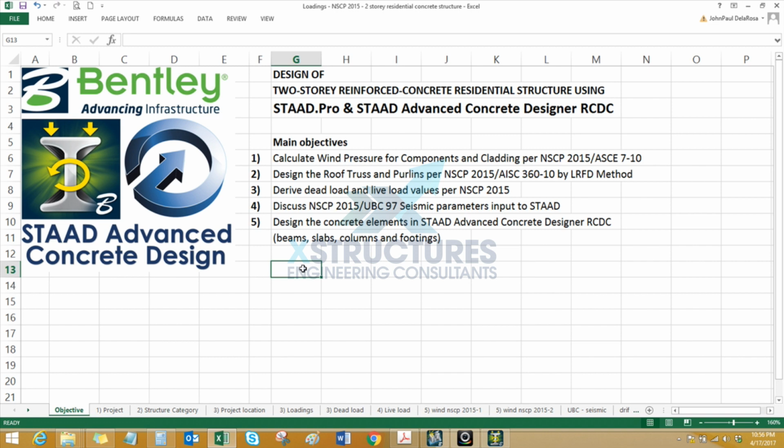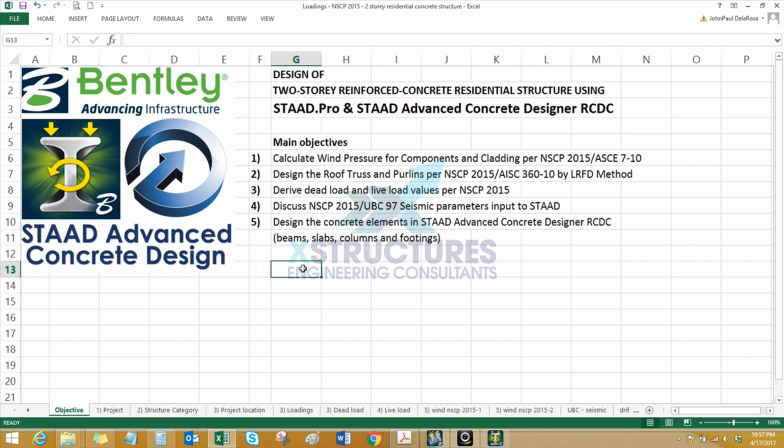Yung number one is calculate wind pressure for components and cladding per NSCP 2015 and ASCE 7-10. So, number 2 is i-design natin yung roof truss and purlins per NSCP by LRFD method. Then, yung number 3, i-derive natin yung mga dead load and live load values per NSCP, which is yun yung gagamitin nating loading values doon sa ating STAAD model. And yung number 4, di-discuss natin yung seismic parameters input sa STAAD per NSCP 2015 UBC 97.